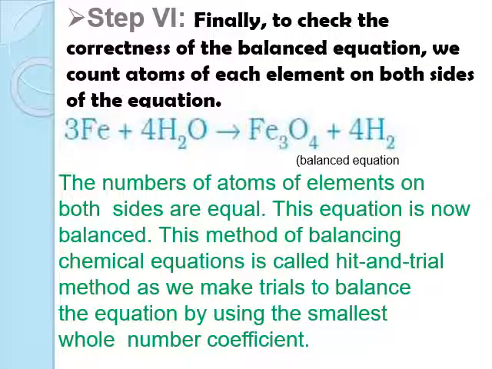Now that is the final step. After changing all the stoichiometric coefficients, we have to check the correctness of the balance of the equation. So individually each atom we have to verify again. That is 3 iron on the left hand as well as the right hand, 8 hydrogen on left and right hand, and 4 oxygen on both left and right hand. This is known as the hit and trial method, and we are using whole number coefficients for it.